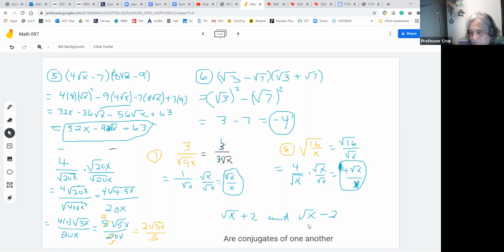So there's just that one small difference in them. They're exactly the same except for that.